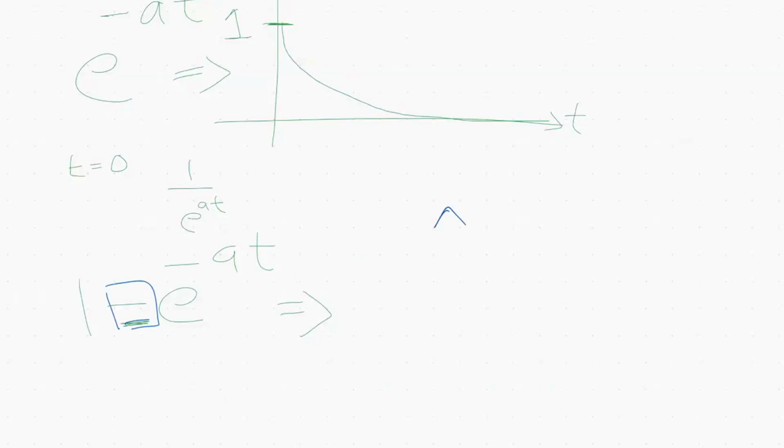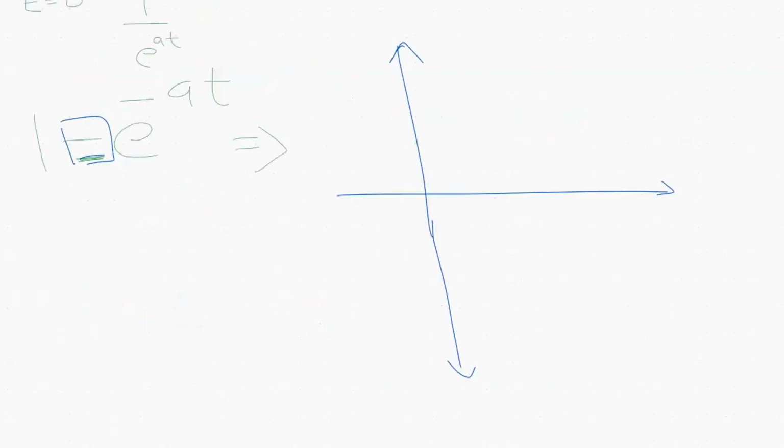How is it going to look like? It's going to be starting from -1 and it approaches infinity after a while, right? This is our negative e to the power minus at, correct? Yeah.